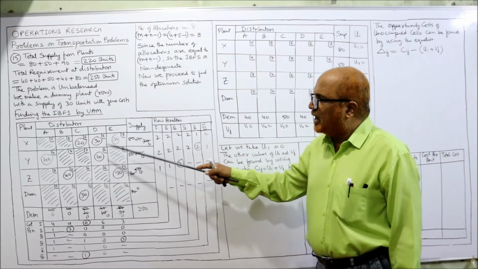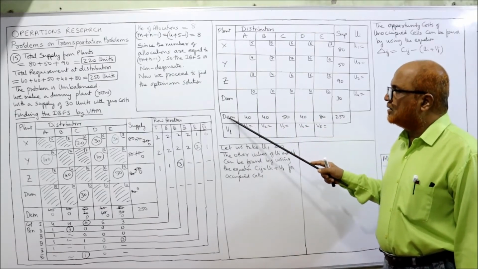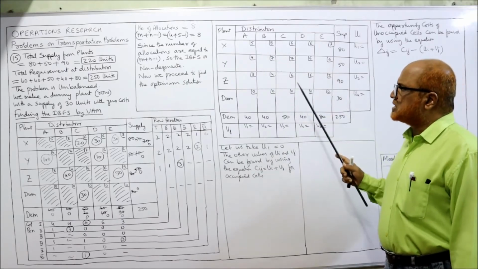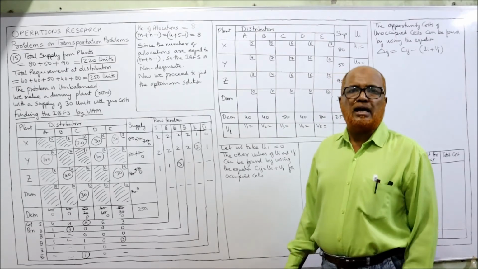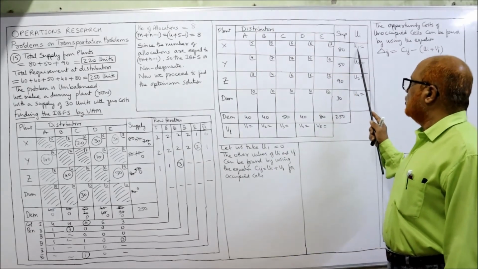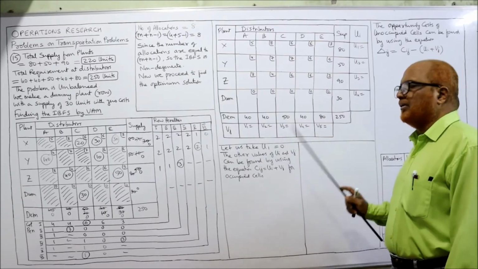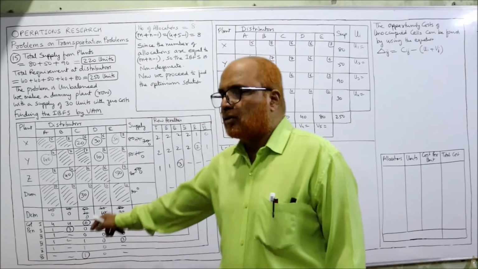The same table again I am repeating. X, Y, Z, then dummy, demand. Then distributor A, B, C, D, E. Same cost I have taken. Demand. One extra row and column, Ui and Vj. So U1, U2, U3, U4, and Vj, V1, V2, V3, V4, V5. We are applying the UV method. Now we take the allocations.